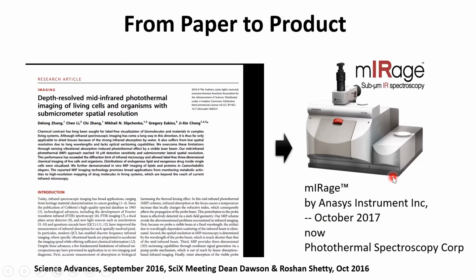In about 12 months, they announced the mIRage, and now it's being used by many groups through the photothermal spectroscopy company.